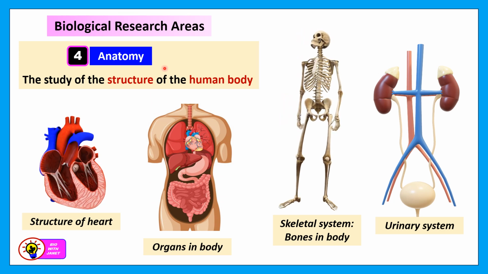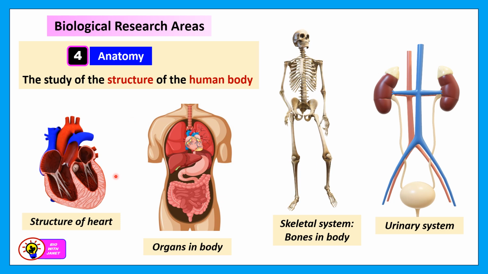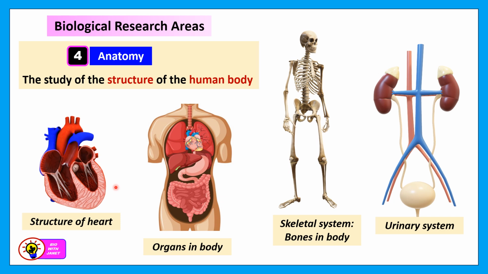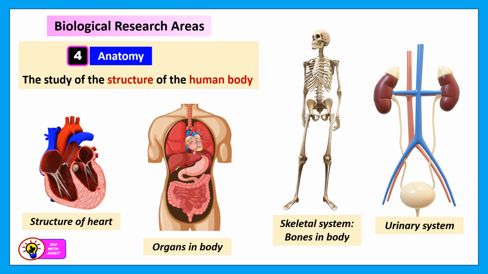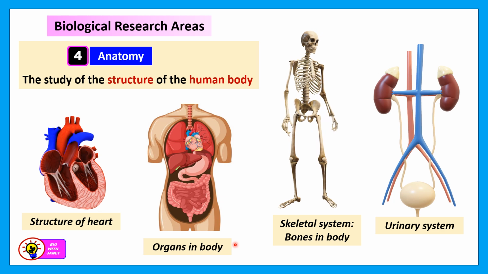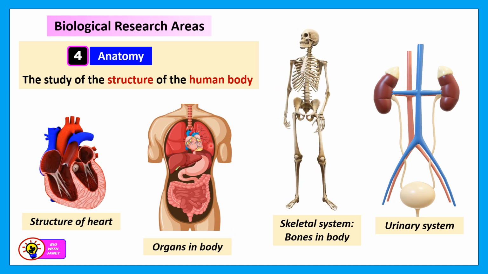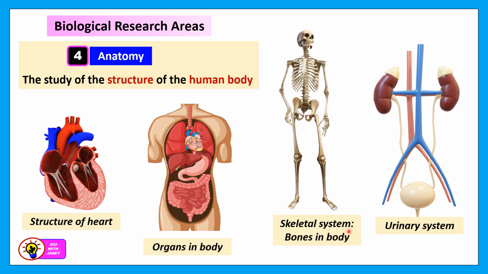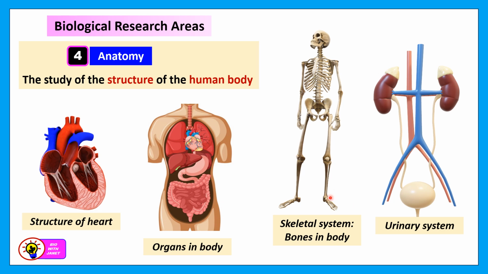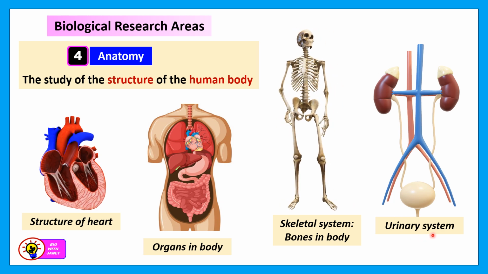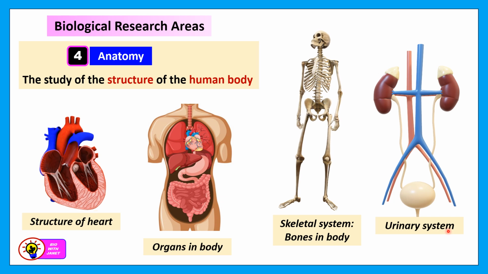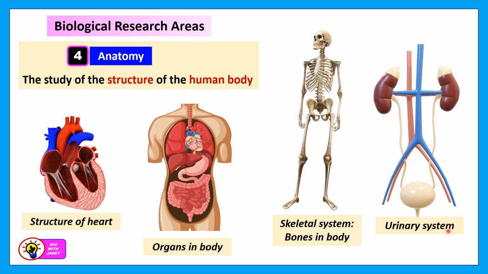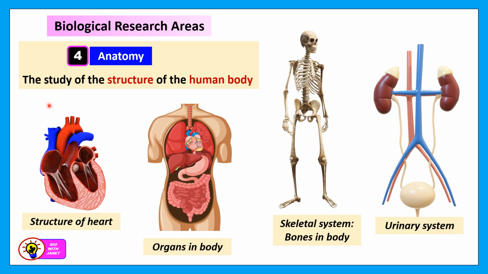Next, there's anatomy, which is the study of the structure of the human body. For example, the structure of the heart with its valves and its chambers, like the atrium or atria and the ventricles. And then the structure of the organs in the body, such as the lungs, what are the lungs made of, the stomach, the intestines, and so forth. We also study the structure of the skeletal system, what are the names of the bones in the body, and then we study various systems like the urinary system, the transport system, and the respiratory system, as these are a few examples of the various systems that we study.